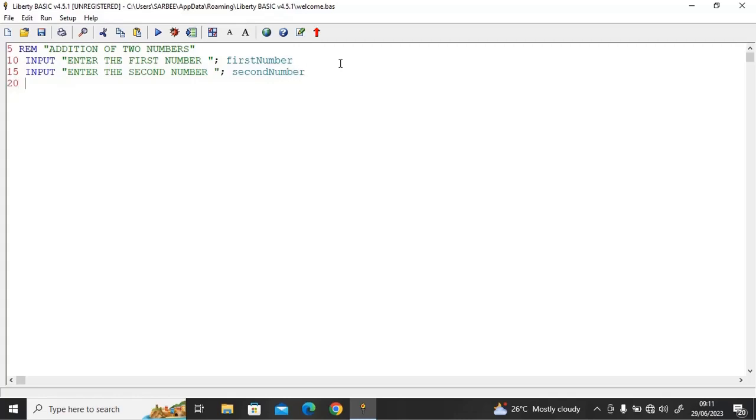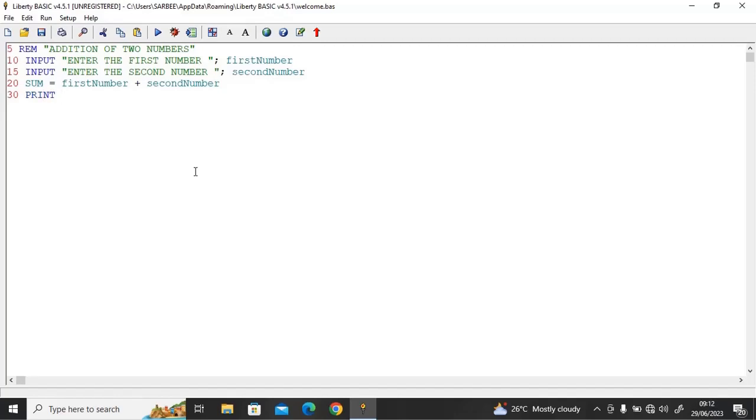Then what am I going to do now? Let me put the addition of first and second number in a variable called sum so that I can add them up. So sum is equal to firstNumber plus secondNumber. Any number the person enters as first number and any number the person enters as second number is going to be added up. If it's 1 plus 1, it's going to add 1 plus 1 and save it in a variable called sum. So you can now print this sum. So 30, I said print.